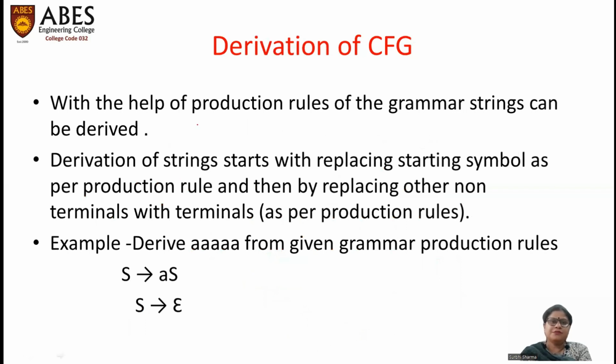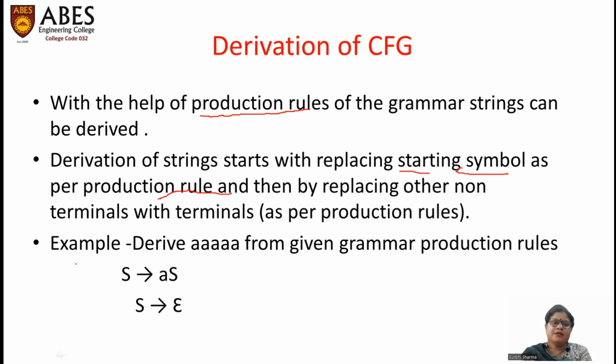Now, derivation of CFG. With the help of production rules of grammar, strings can be derived. So if we have our rules, we can derive the valid strings with the help of those rules. So derivation of a string starts with replacing the starting symbol. I've already discussed that whenever we generate some string, we will always start with the starting symbol, and with the help of production rules, we will replace it, and then we can generate our particular string.